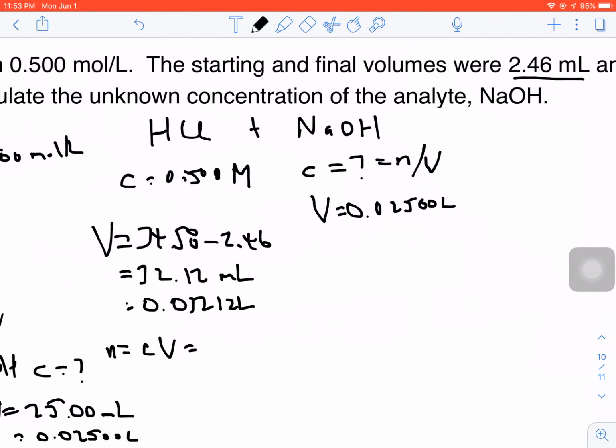I know the concentration C is 0.5, and that the volume is 0.03212. So my number of moles is equal to 0.5 times 0.03212. I'm getting 0.01606 moles.